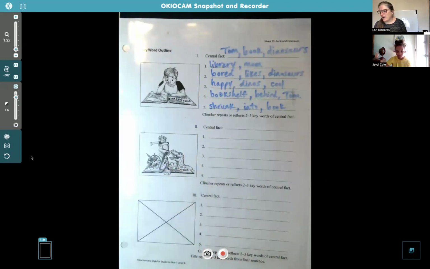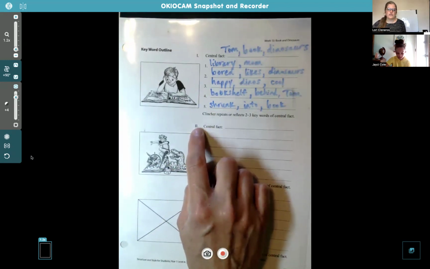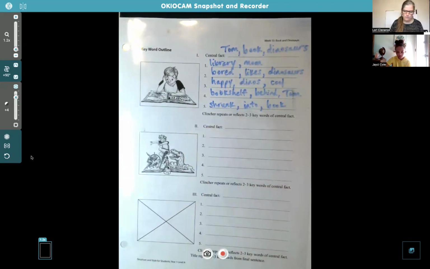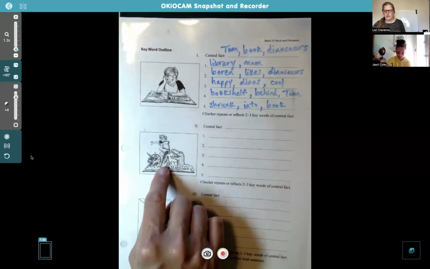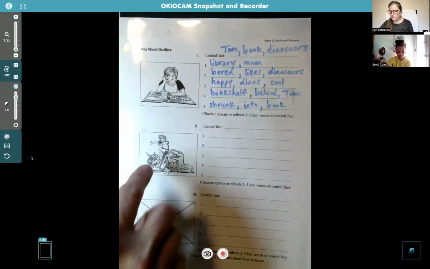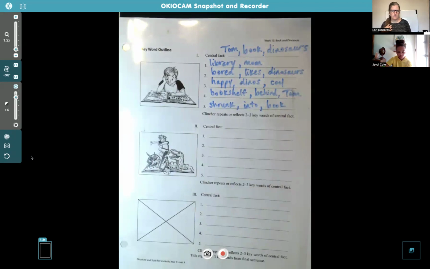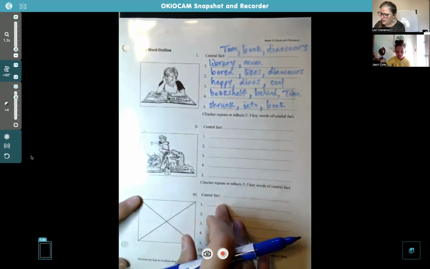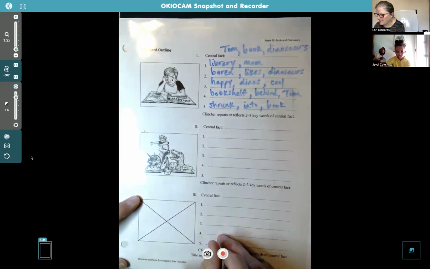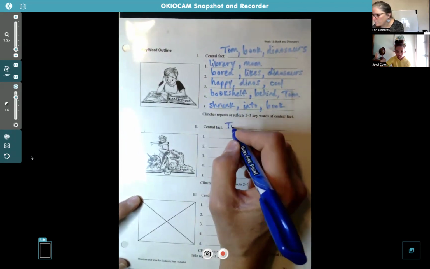Okay, so now back to this is Roman numeral two. So this is going to be your second paragraph. And we have central fact again here. So looking at the picture literally, what do you see in this picture? It looks like he's going to get attacked by dinosaurs or something. Yes, like they came alive, right? All of a sudden they're coming out, or I guess he went into the book, and he might be getting attacked. Yeah. So let's put Tom.